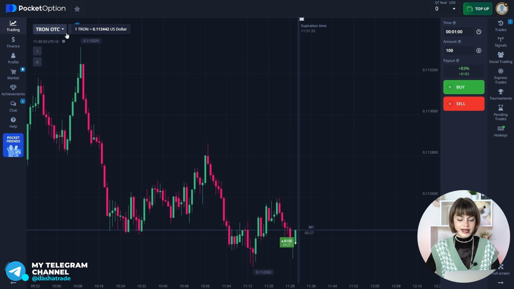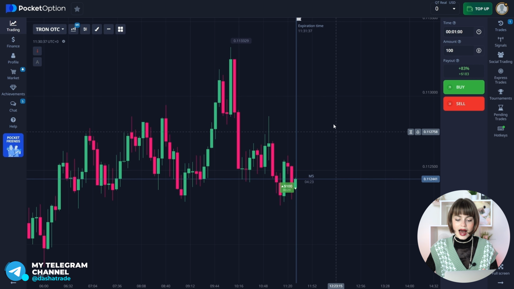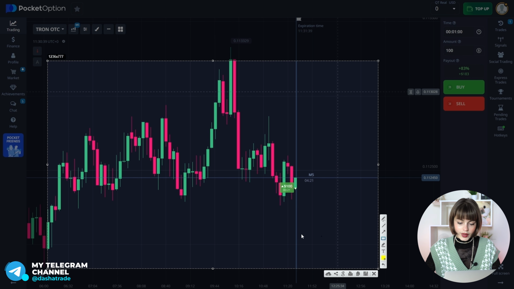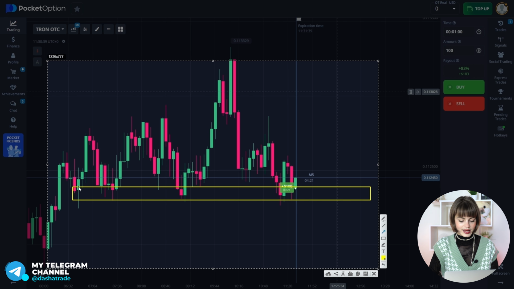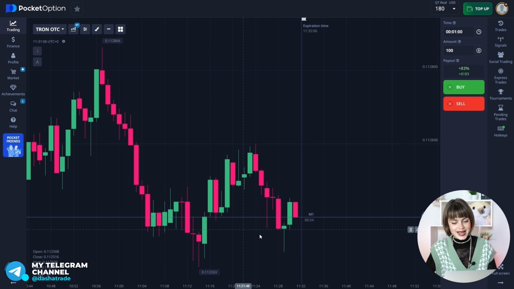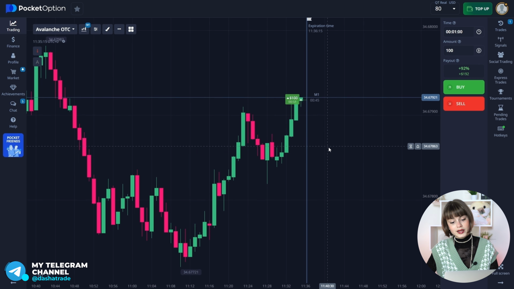But that's not all, guys. I'm switching to 5-minute time frame, and on 5-minute time frame, I can see this large and strong support level here. And that's because we had a huge number of rollbacks from this level. And just look at this perfect upward movement we've got here, guys. Oh my god, I believe that this case has been worked out perfectly. Let's move on. So I opened a 1-minute buy trade.